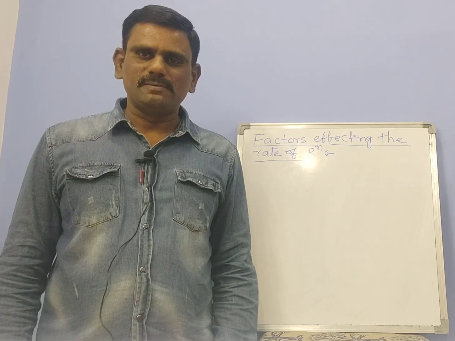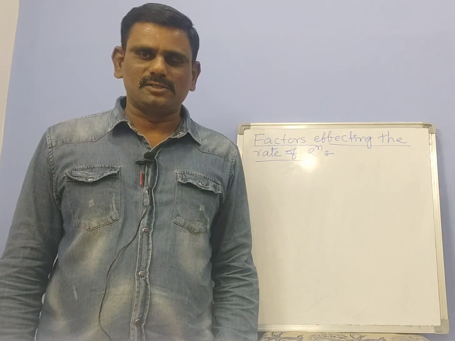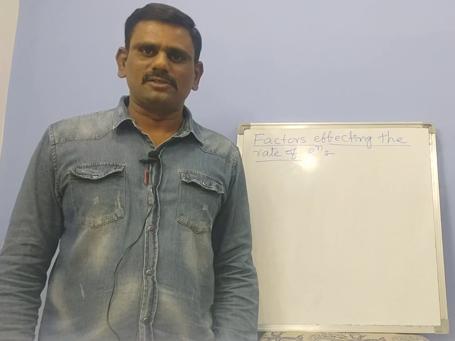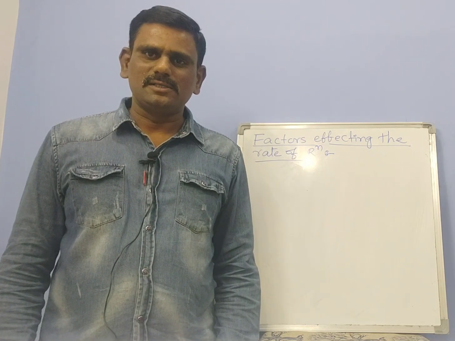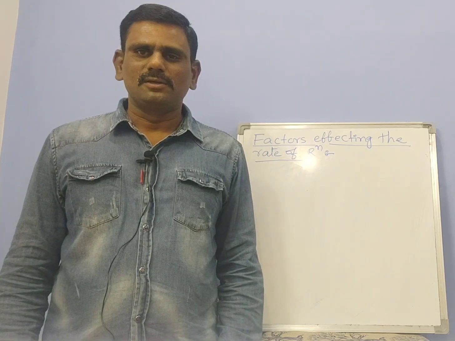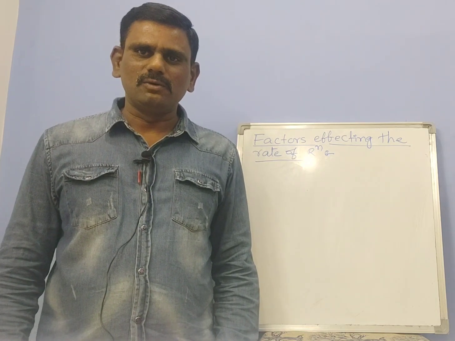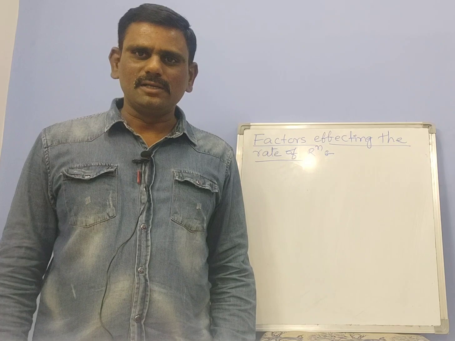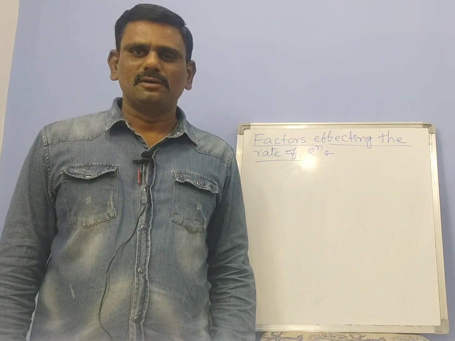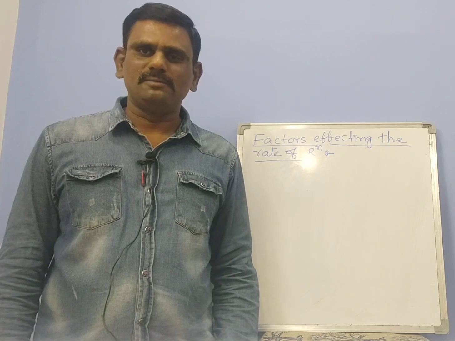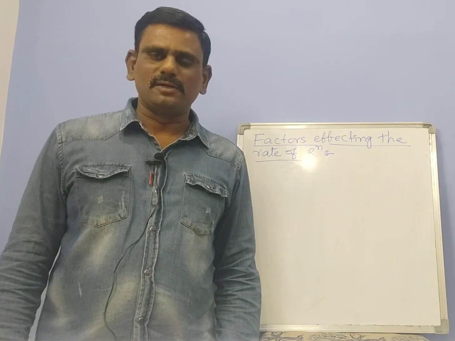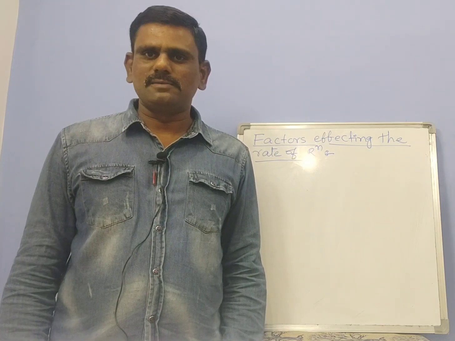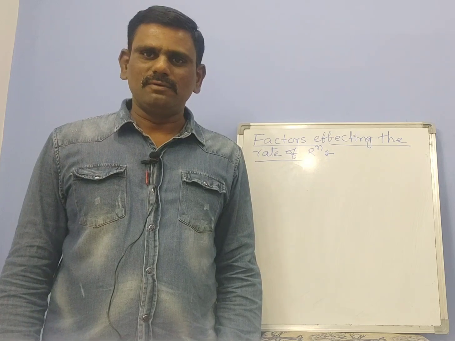And the fourth one is catalyst. Effect of catalyst on rate of reaction. Catalyst alters the rate of reaction. What is catalyst? Catalyst is the substance which enhances the rate of reaction without undergoing any chemical change. Catalyst decreases the activation energy of reactants and speeds up the chemical reaction, and the reaction completes very fast. In the presence of catalysts, particularly positive catalysts, the rate of reaction increases.